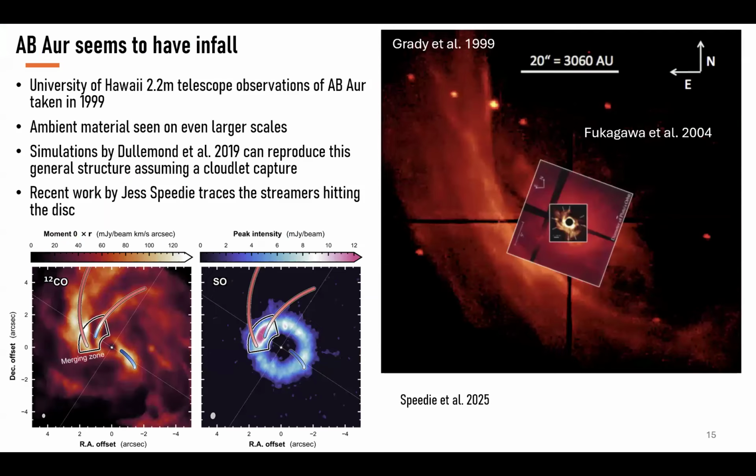But we know that AB Aurigae has infall, and even with a relatively small backyard telescope, you can see a reflection nebula around AB Aurigae. And with the same ALMA data, Jess was able to find a stream of material that's falling with a free fall velocity, interacting with the disk. At the region where it interacts with the disk, there's a bright spot in SO, which is used as a shock tracer. I'm going to skip this slide and just show that.